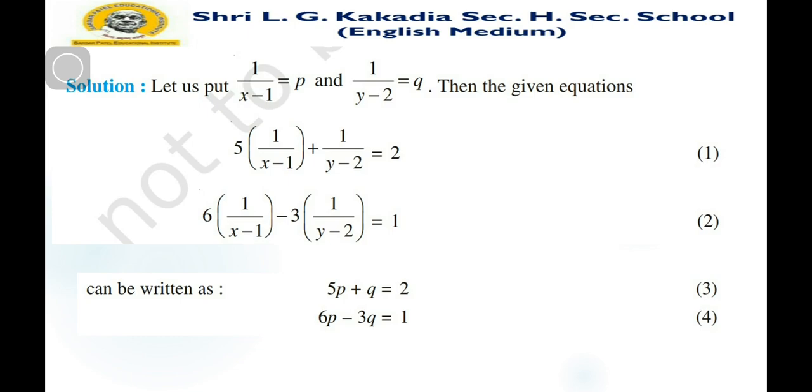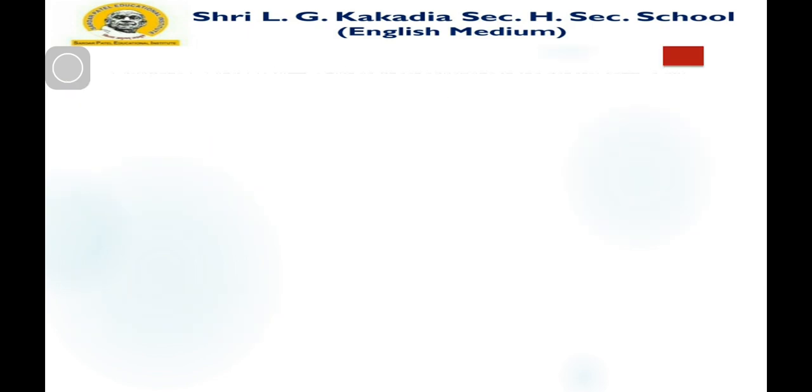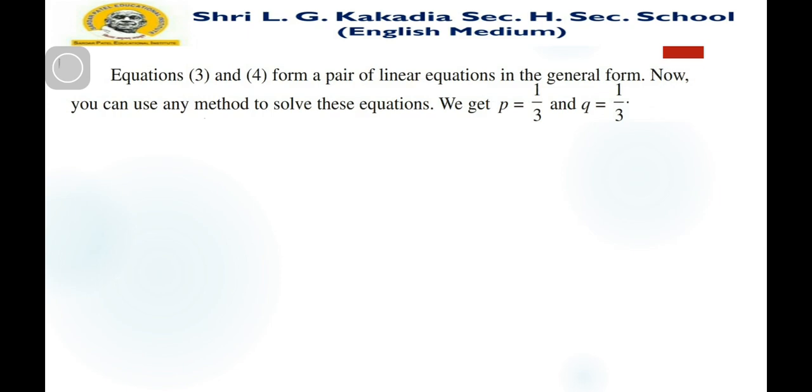Now solving equations number 3 and 4, we will find the values of p and q, and after that we put these values in the equations that we have assumed here, and then we find the values of x and y. So equations 3 and 4 form a pair of linear equations in general form. Now you can use any method to solve these equations.